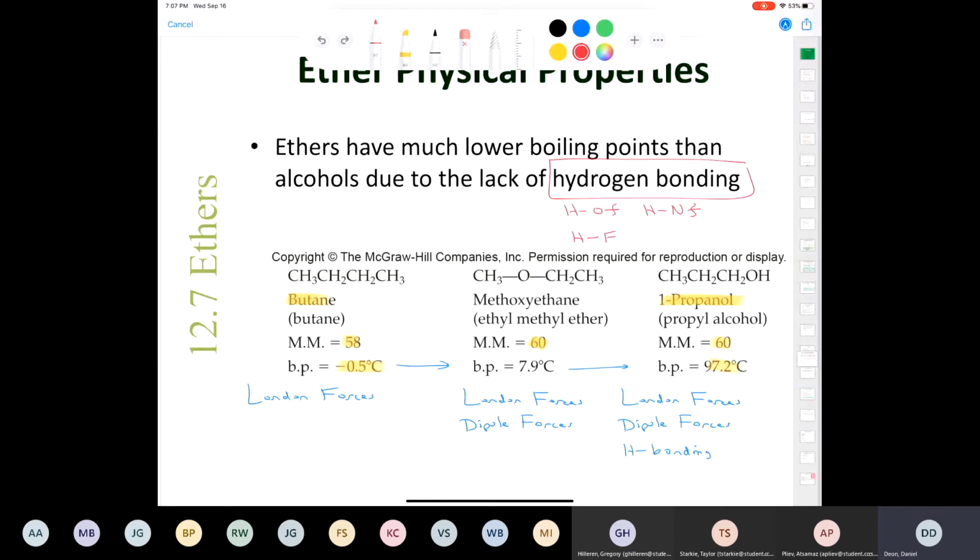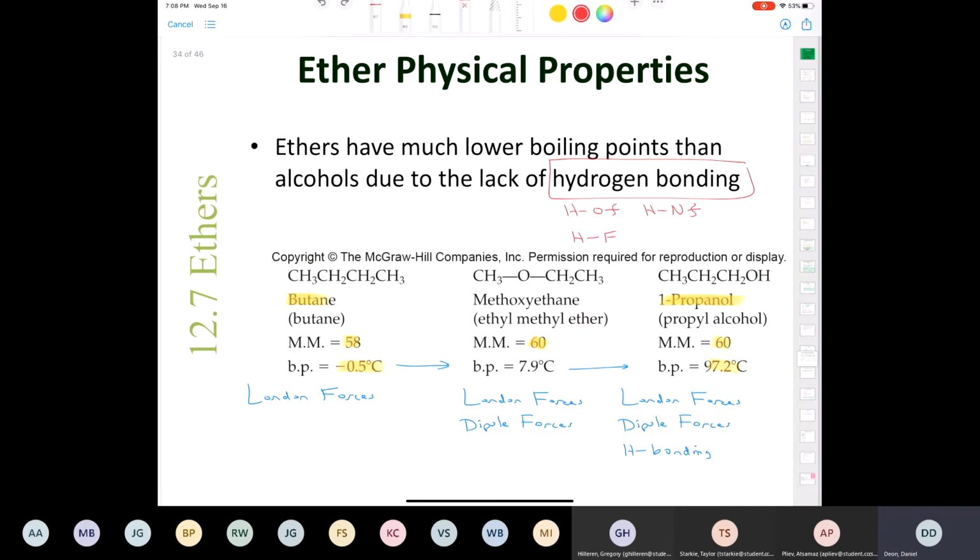Now, something that you will be asked to do probably on the next exam is to rank compounds in order of boiling point. And so you have to be fully aware that if you compare an alkane, an ether, and an alcohol of similar molar masses, the ether will boil somewhere in between the alkane and the alcohol.